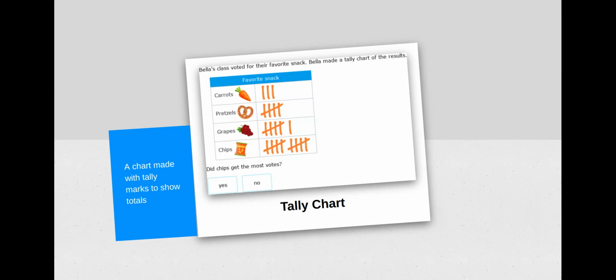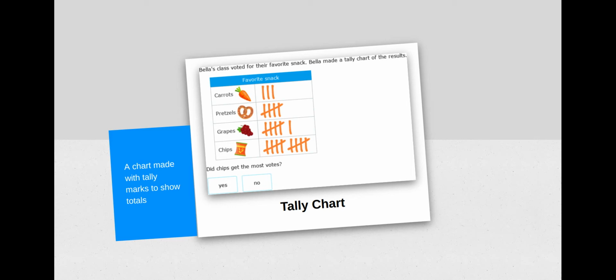You can even make a tally chart. It's a chart made with tally marks to show the total. So this is Bella's class. They were voting on their favorite snack, and we had to figure out who got the most votes. So take a moment to look at it. Who had the most votes using tally marks? Do you think it's carrots, pretzels, grapes, or chips?